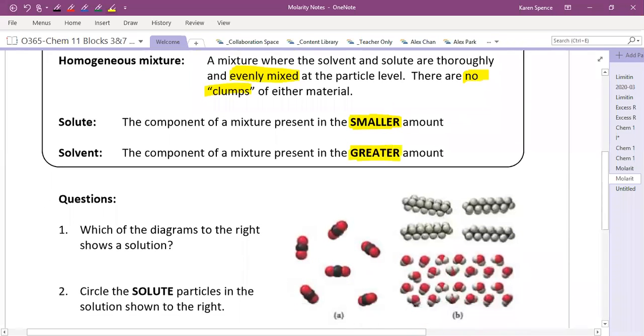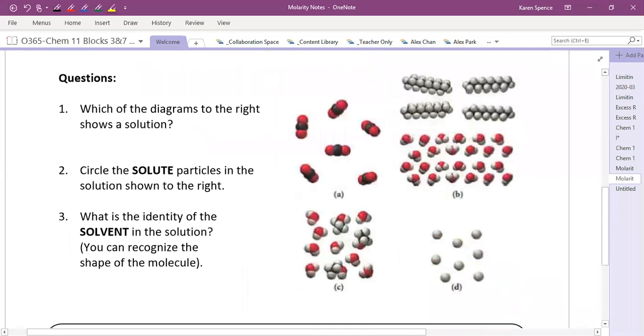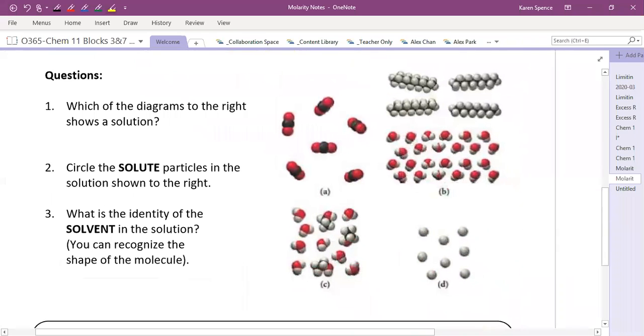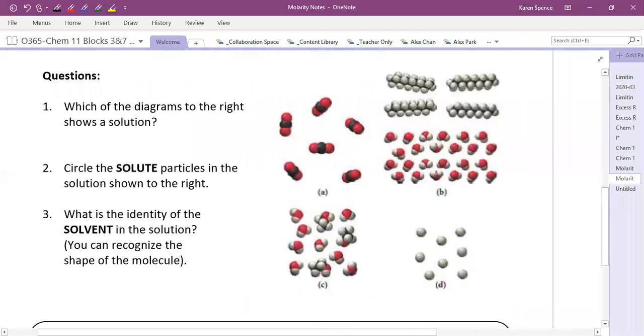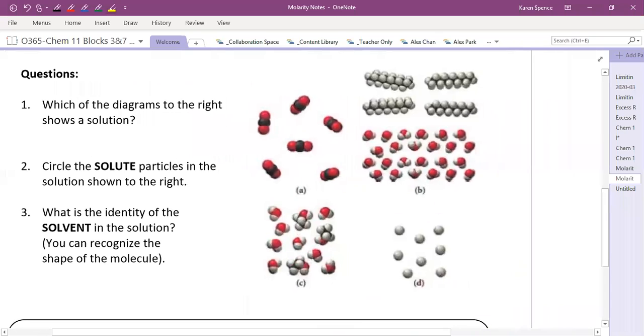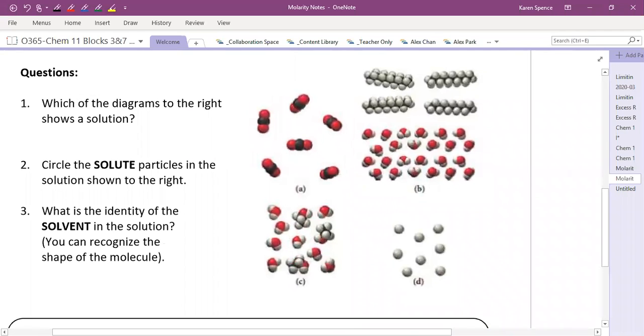All right, we're going to take a look at a few pictures here. I will post this file later so that you can actually have it for your own reference. Which of the diagrams to the right shows a solution? Is it A, B, C, or D?